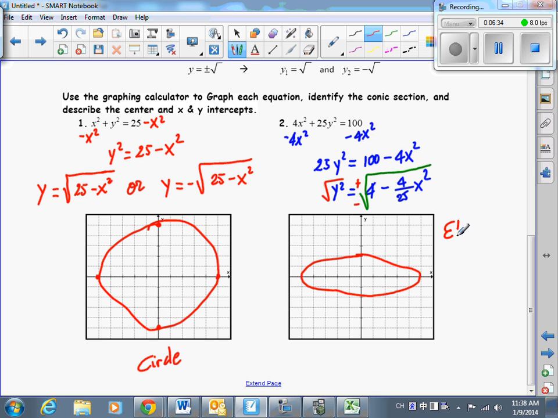And I will call it... that's an ellipse. All right, let's go on to the next page.